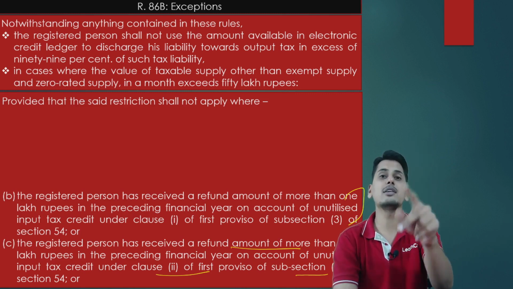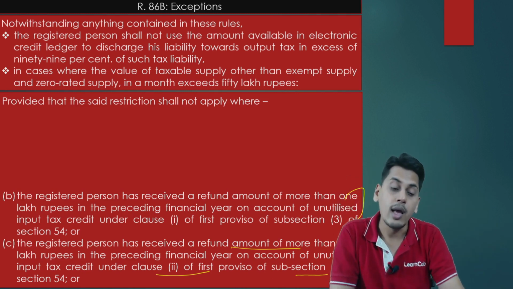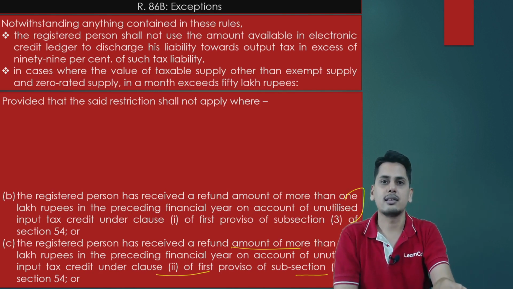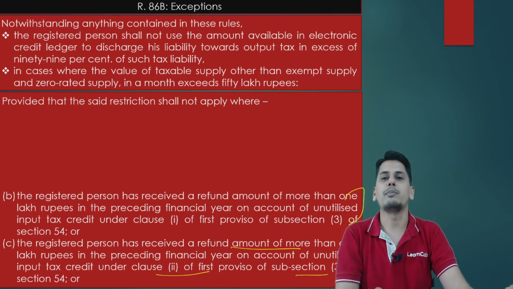For these two reasons, if your input tax credit is getting accumulated, the government permits a refund to you. And for these two reasons, 86B is not applicable for you.